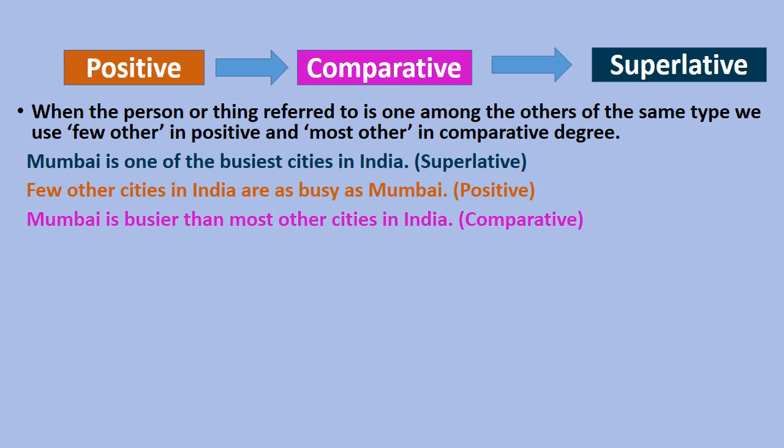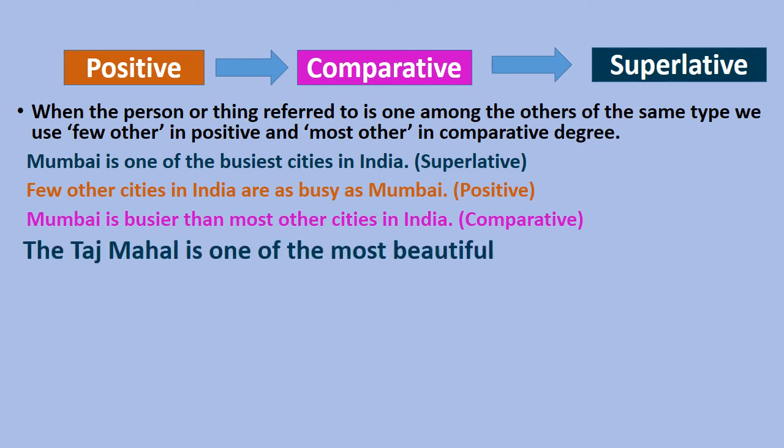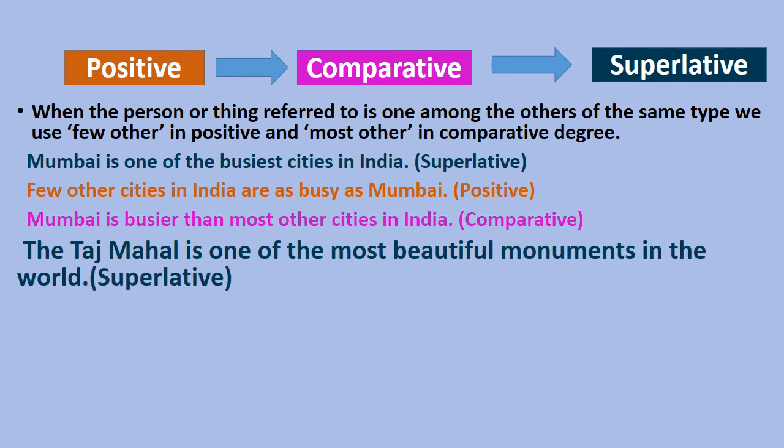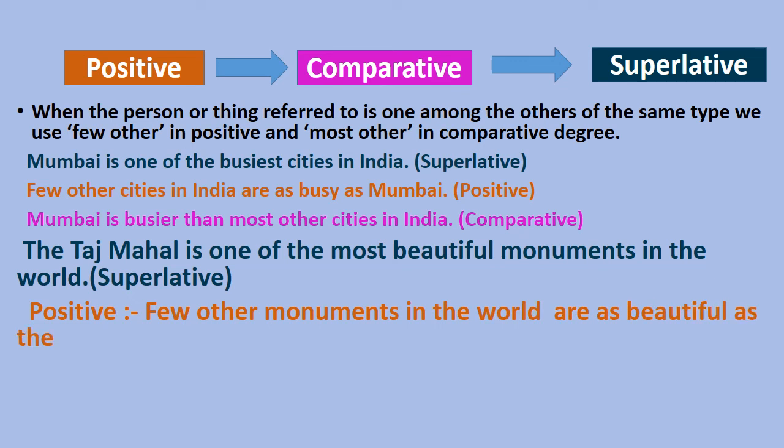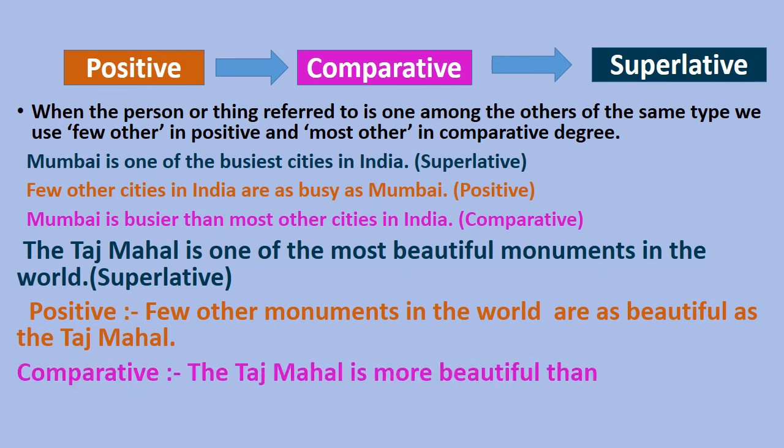Let's see one more example. The Taj Mahal is one of the most beautiful monuments in the world. This is a sentence in superlative, right? Now we are changing it into a positive one, which goes as: few other monuments in the world are as beautiful as the Taj Mahal. Means there are few others. And the comparative goes as: the Taj Mahal is more beautiful than most other monuments in the world.